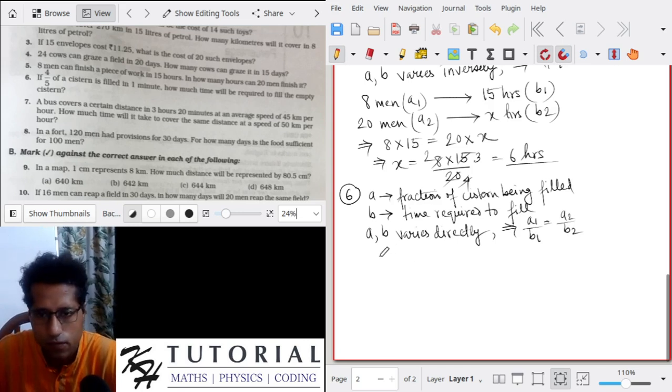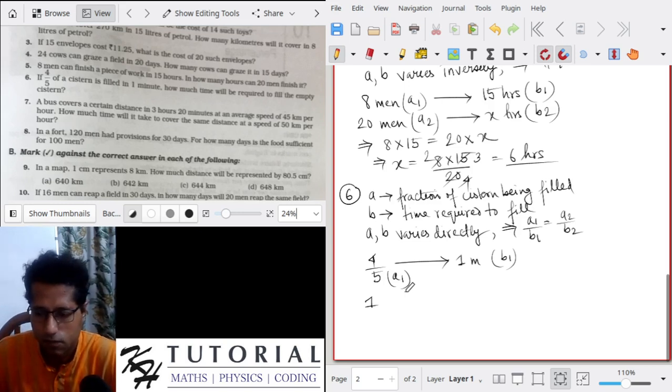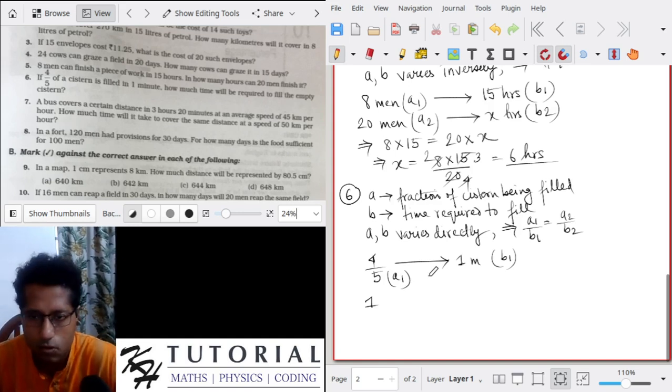Now it is given that 4/5 of the cistern is being filled in 1 minute. So this is A1, this is B1, and it is asking how much time will be required to fill the empty cistern. Empty cistern means the whole cistern. So whole means this will be 1. So the data A is the fraction of the cistern. What will be the fraction of the whole cistern? The whole cistern means the whole part, that is 1, and 1 is nothing but 1 by 1. So that is the fraction.